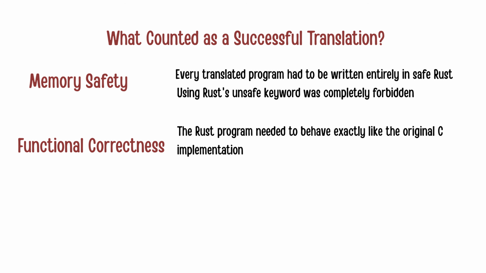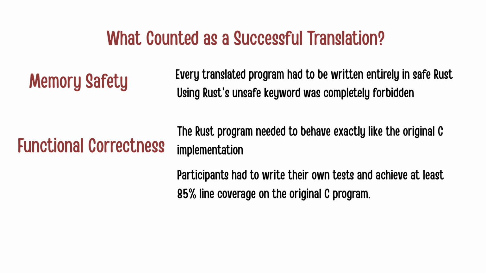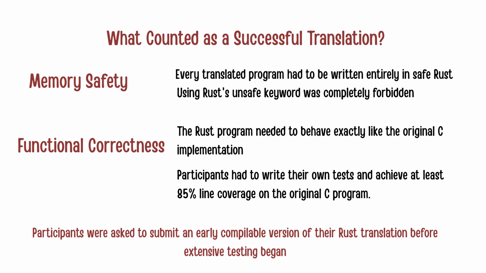Since most of these open-source C projects didn't already include comprehensive test suites, participants had another responsibility. They had to write their own tests and achieve at least 85% line coverage on the original C program. If the Rust translation produced the same outputs, return values, and external behavior as the original program across these tests, it was considered functionally correct. Interestingly, the researchers also asked participants to submit an early compilable version of their Rust translation before extensive testing began. This allowed them to study how the translations evolved during development.